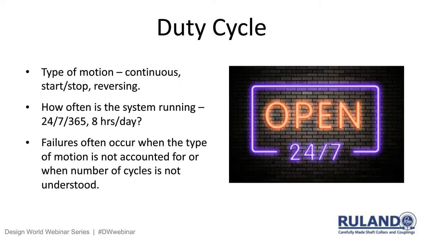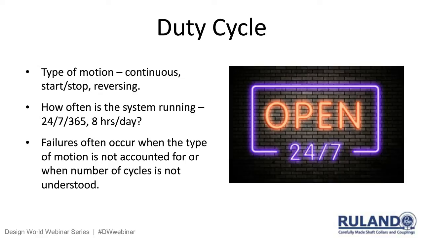Duty cycle, the types of motion: continuous, start-stop, reversing. Again, we talked about certain types of couplings, the beam types, the bellows types, the disc types. You have to take that rated static torque number, take this into consideration, your type of motion, and derate it. How often is the system running? There's always a consideration. Failures often occur when the type of motion is not accounted for or when the number of cycles is not understood. And again, I'll give you an example.